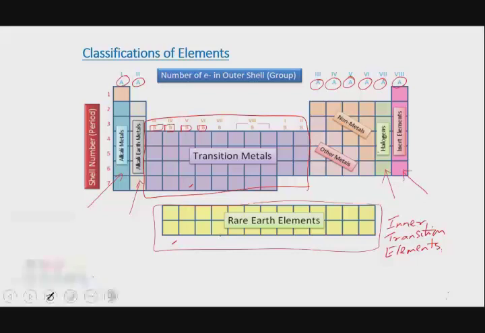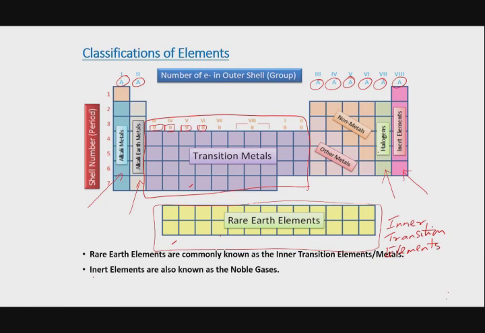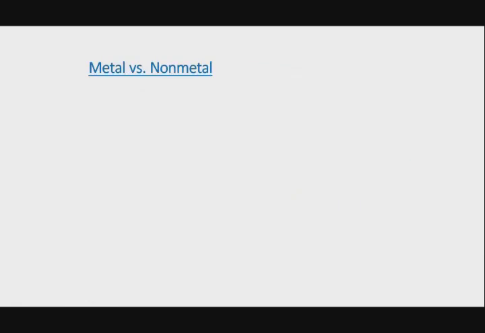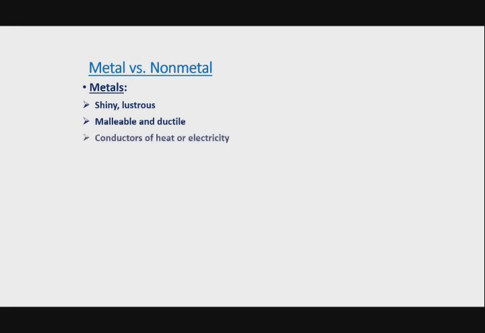Now, based upon where the position of an element is, it can also be classified as a metal or a non-metal. So a very quick review of what is a metal or a non-metal, or what are the observable properties that characterize a metal or a non-metal. Metals are generally very shiny and have a very lustrous surface. They are very malleable and ductile, meaning that you can change their shape without them breaking apart. Most metals are good conductors of heat or electricity. Most metals are also solids at room temperature. Of course, there is an exception, mercury, but most metals are solids at room temperature.